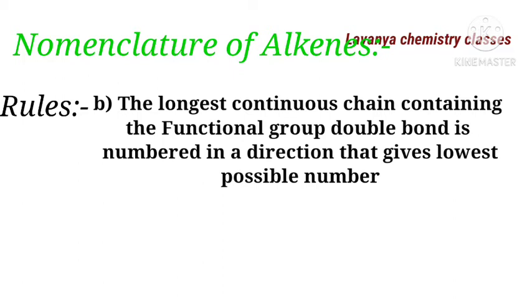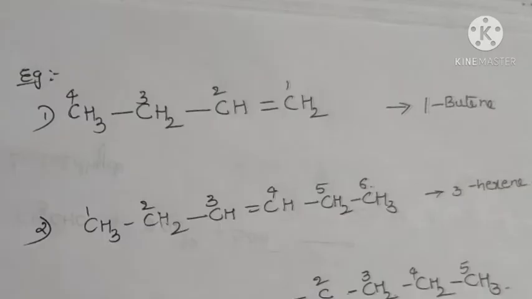So, designate the position of the double bond by using the number of the first carbon atom of the double bond. For example, look at this example. In this carbon skeleton containing 4 carbon atoms, the double bond is like here. In the first rule we choose the longest continuous chain, but we number it so the double bonded carbon atom gets the lowest number. So the numbering is 1, 2, 3, 4. The double bond is between the first carbon and second carbon. So the IUPAC name for this skeleton is 1-butene.